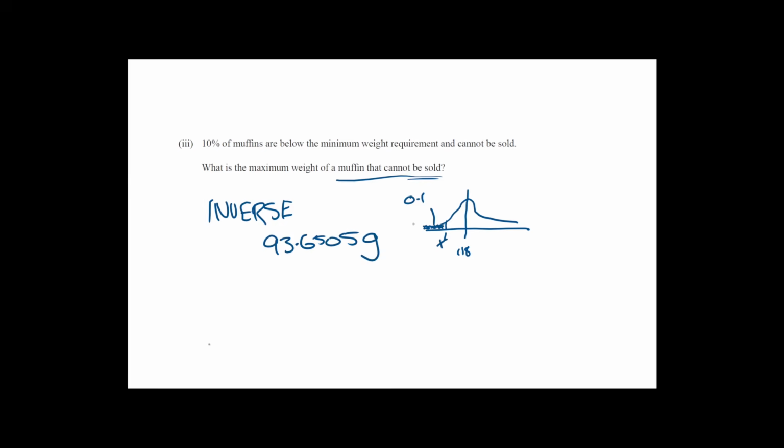And it's grams, so we don't need to do anything to it. We don't need to say that's a percentage. It's in grams. It's already in the form we want. So I guess if we wanted to round it to three significant figures, we go 93.7 grams. And that's that. It's just a matter of knowing what we've got. You should be asking yourself, are we using normal CD or inverse?